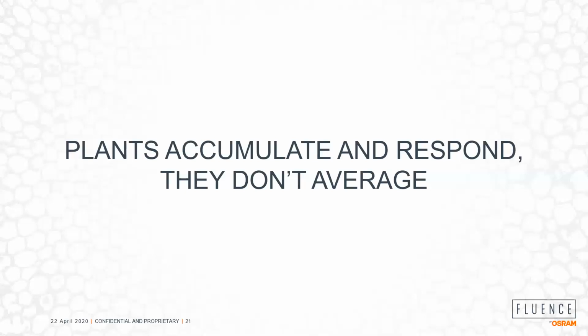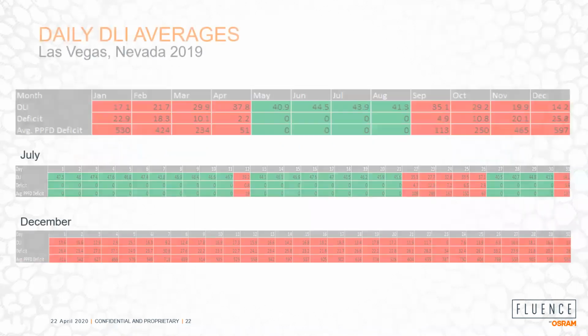So the main point that I'm trying to say in that is that the plants are accumulating continually and responding. They don't wait till the end of the month and average how much light they got and then grow accordingly. They're continuing to respond and react to the light levels, the CO2 levels, the environmental conditions, the nutrients in water. They are continuing to accumulate and respond, not averaging at the end of the month, right?